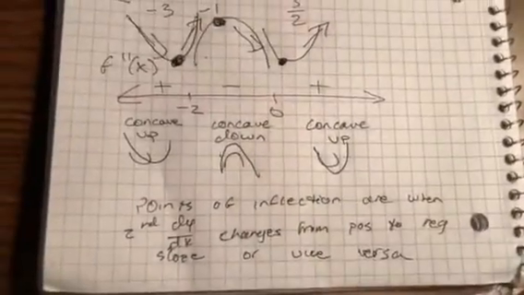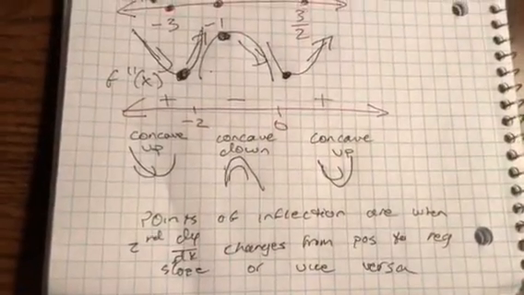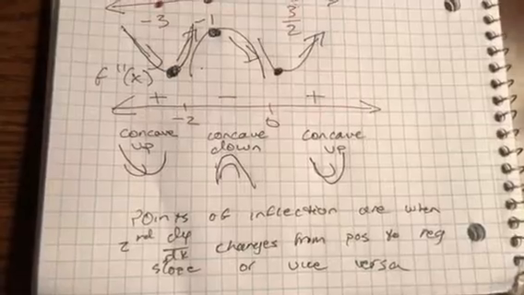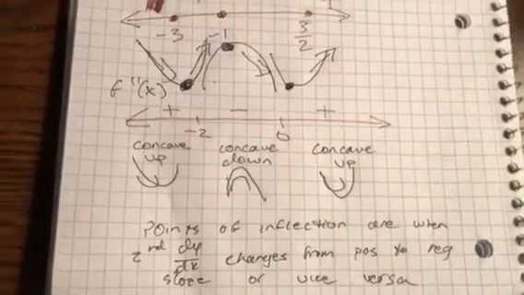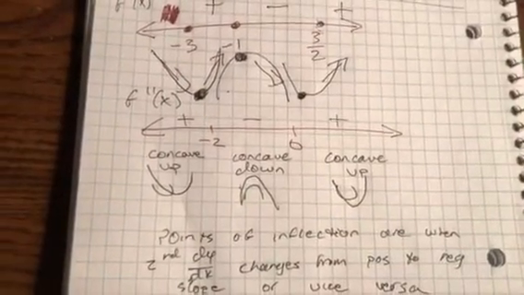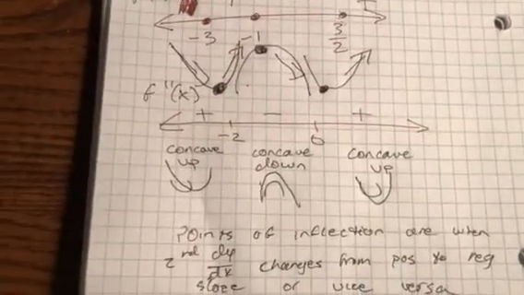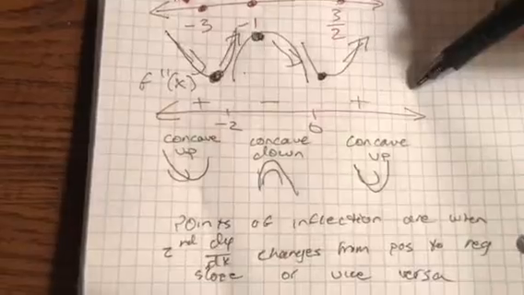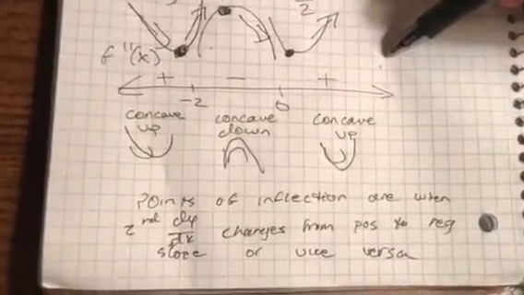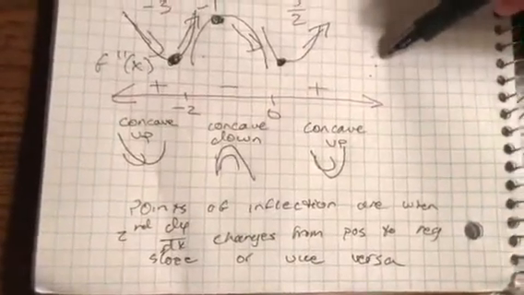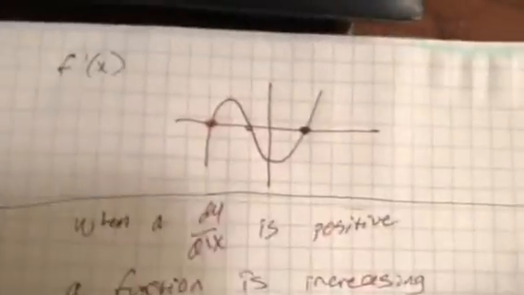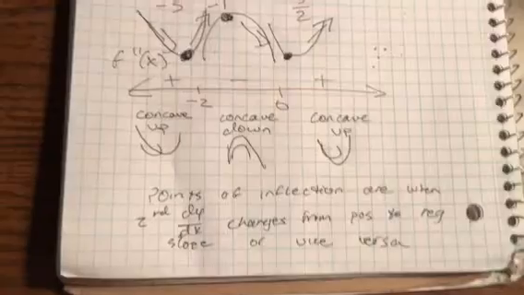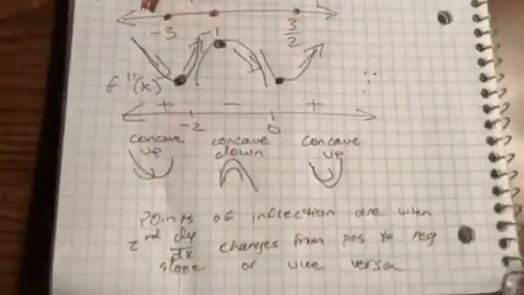So points of inflection, this is the next part. Points of inflection are when the second derivative changes from positive to negative or vice versa. And those are the points we're going to use for the second derivative sign chart. I don't know if I call them critical numbers. I don't think that's right, now that I think about it. But those are definitely points of inflection when the first derivative changes from positively sloped to negatively sloped. All right, that is a graphical example. We're going to move on to an analytical example next.